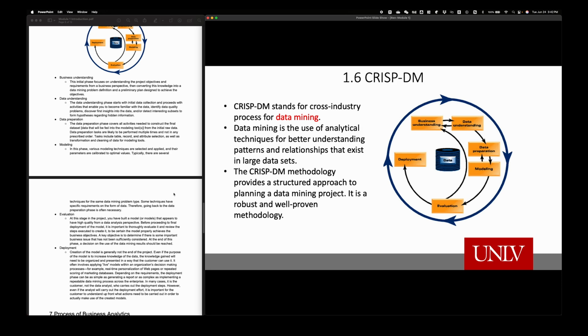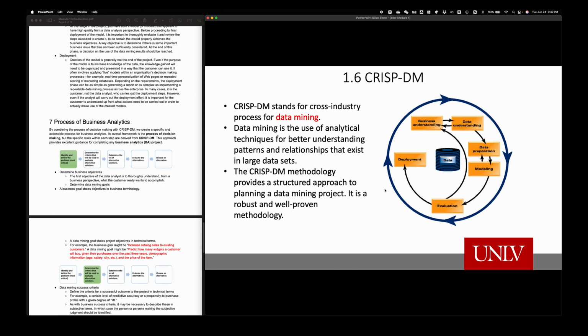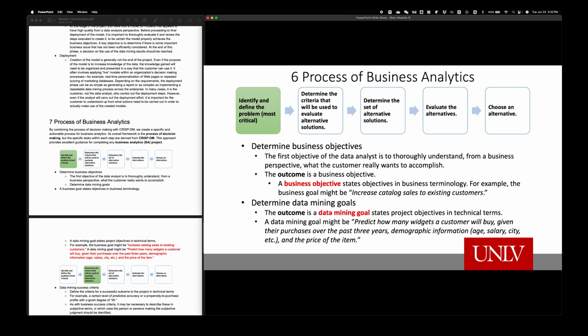So, I combined the process of decision-making and CRISP-DM together to build up this combined structured standard process of business analytics. It uses the process of decision making as the base, and then I actually put some details, tasks, and objectives from CRISP-DM into this process. So it provides a powerful roadmap to solve business problems with data-driven solutions. So let's break it down step by step.